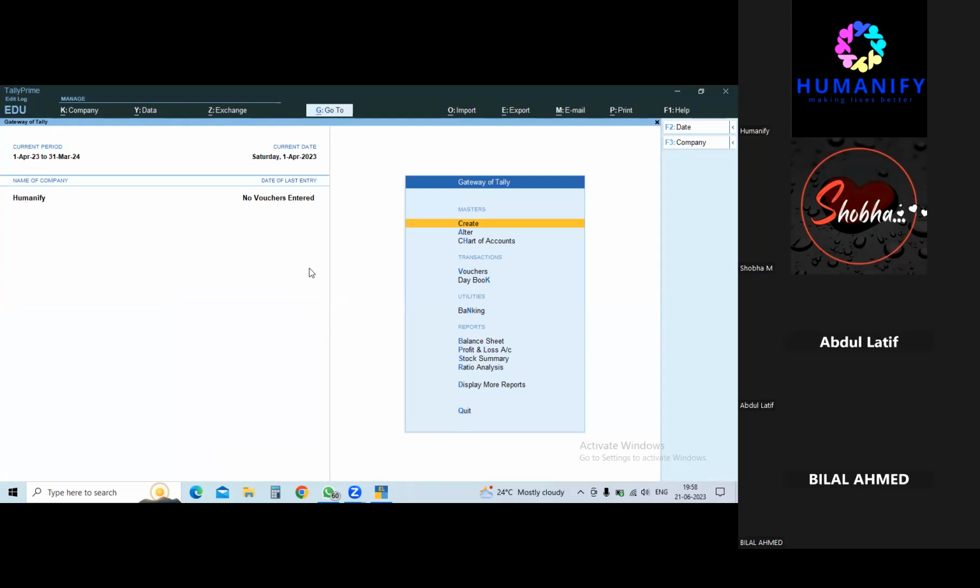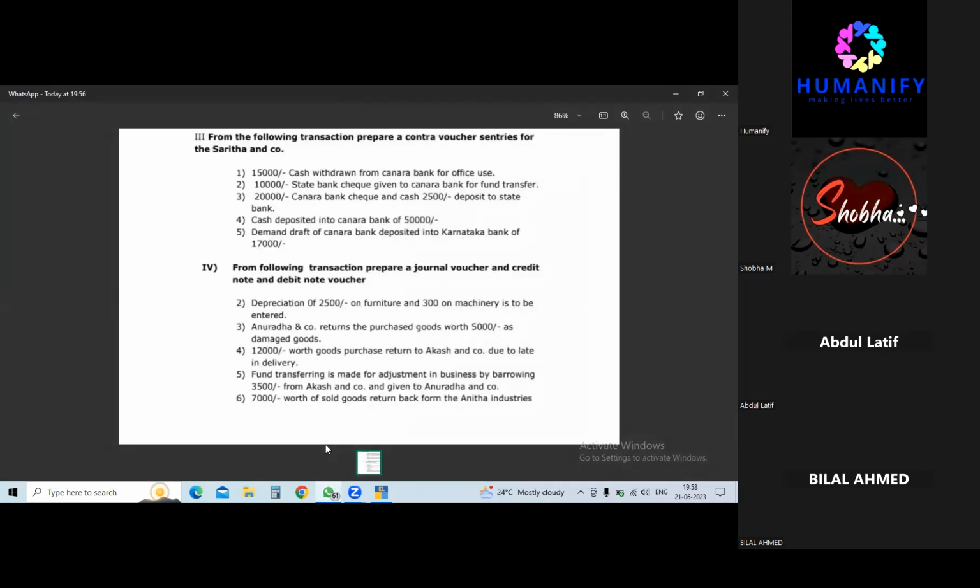So the first question, show them the question once again. Alt Tab from the keyboard, it will open. So see the first question: cash withdrawn from Canara Bank for office use. So what is the answer for this question?